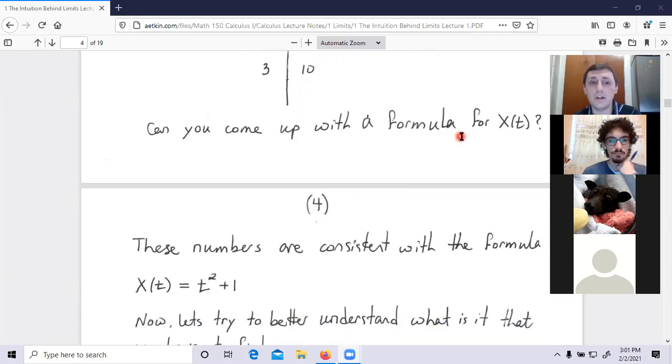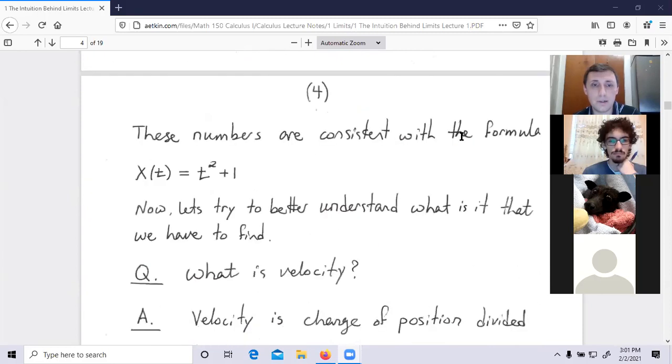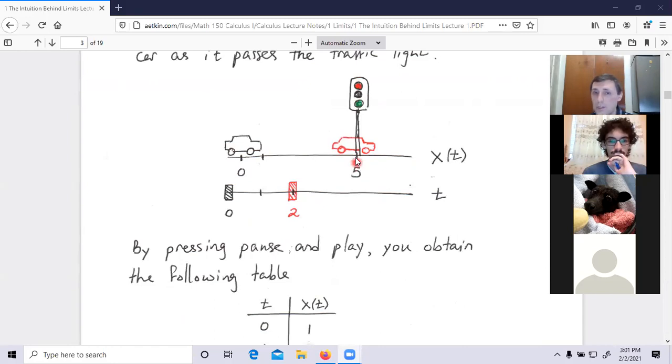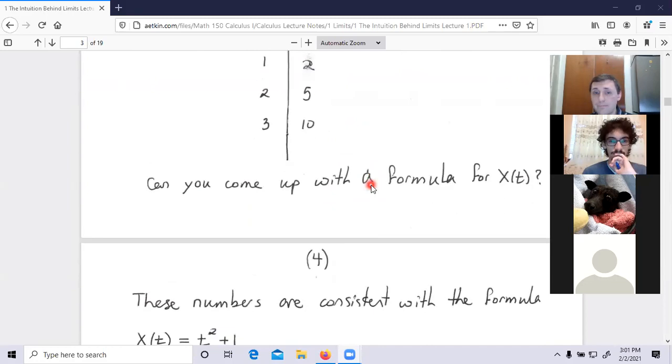So this is our function. Yes, Robert? It is a function, t squared plus 1 is a good representation for it. And now once we have this function, we're going to try to determine what's the velocity. So let's say the traffic light is in position 5, you see? So we're interested in the velocity when the car was at 5.